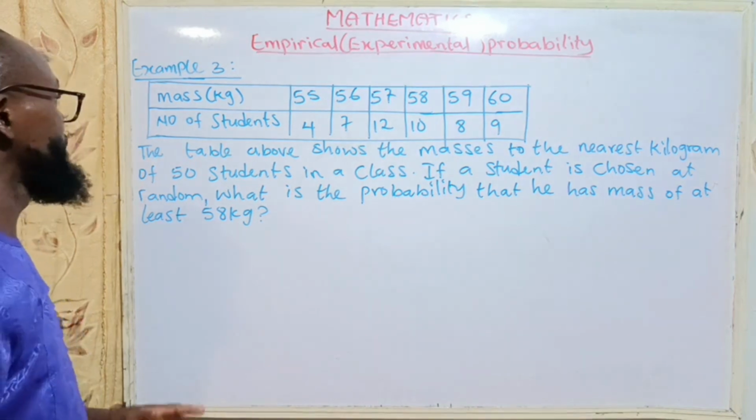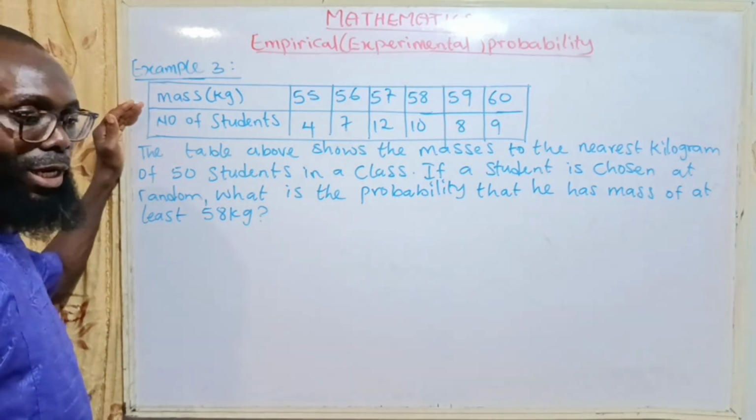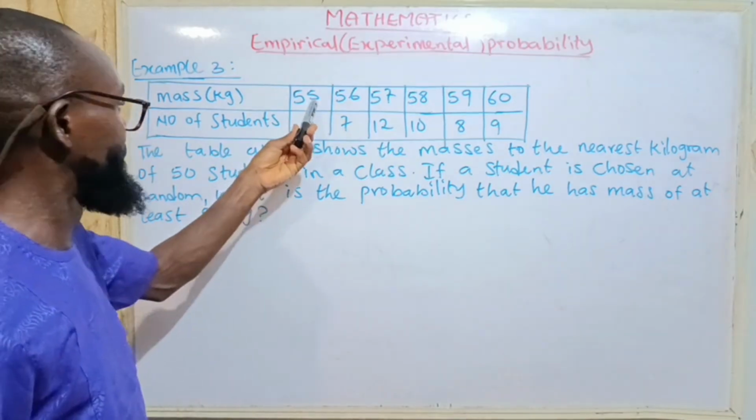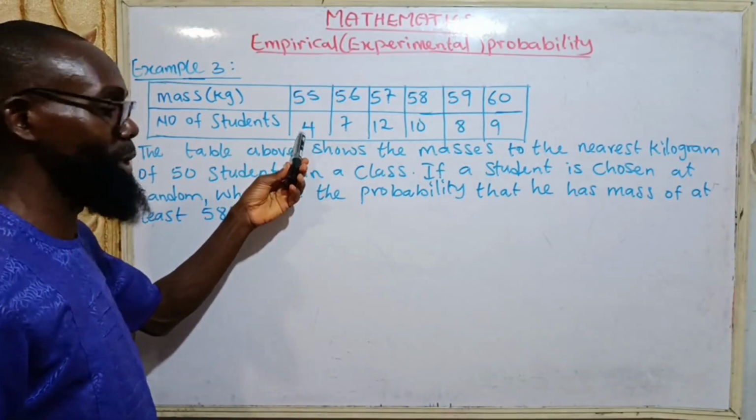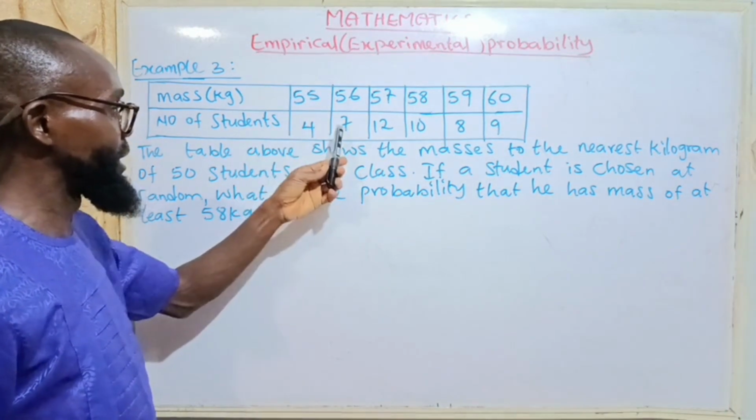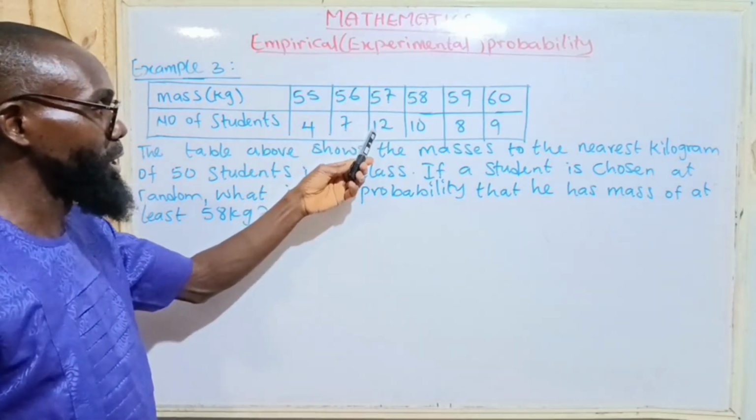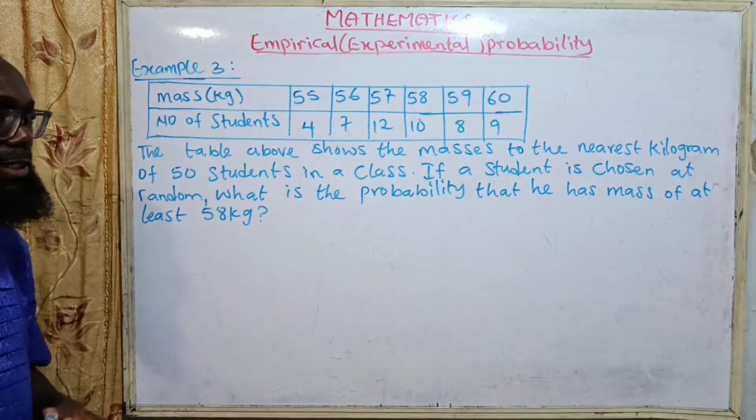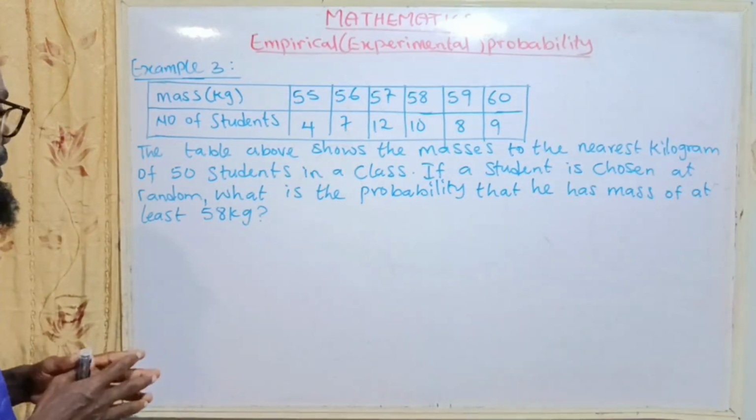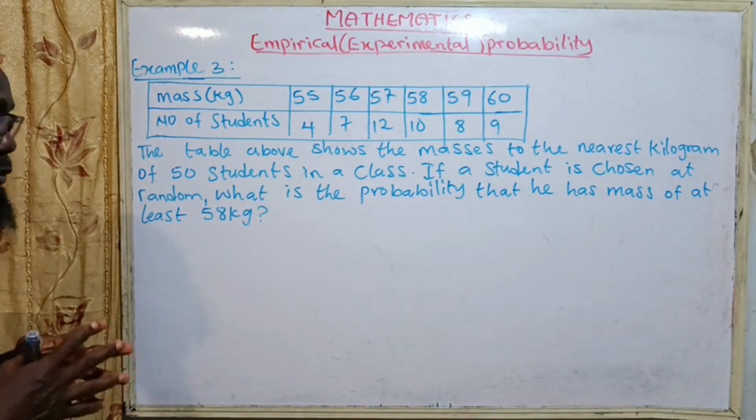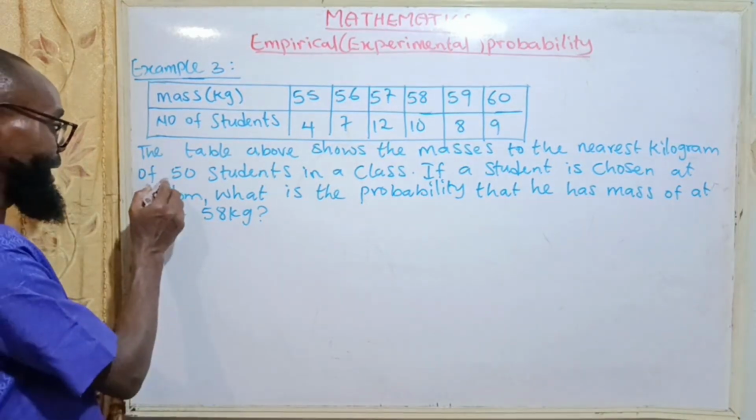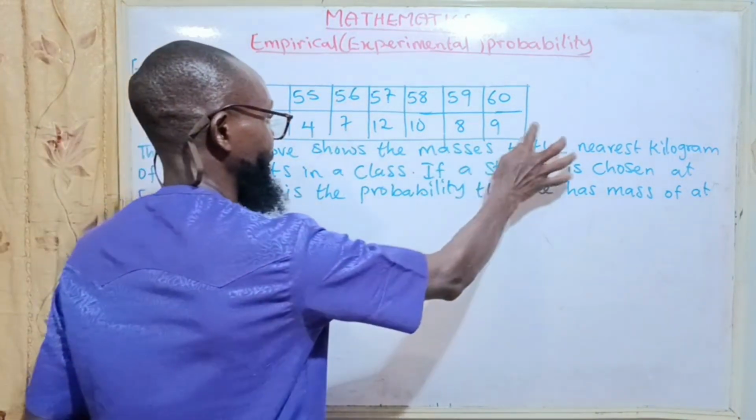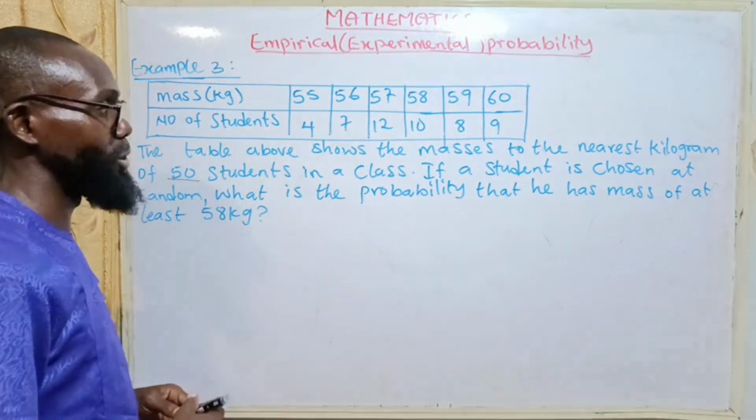Example 3. Given the mass in kilogram and number of students, 55 kilogram, we have 4 students that have 55 kilogram, 7 students that have 56 kilogram, and so on like that. The table above shows the masses to the nearest kilogram of 50 students. Meaning that the total number of students, when we continue adding this together, the summation will give us 50.